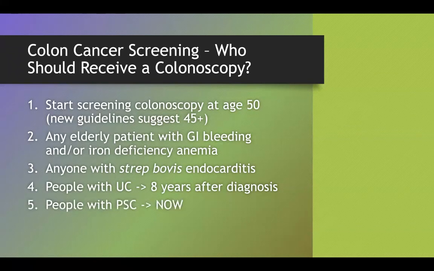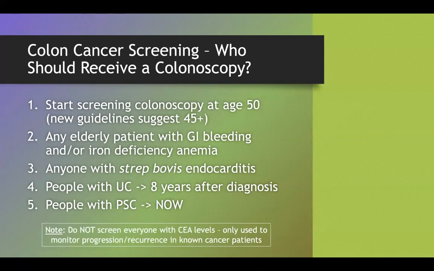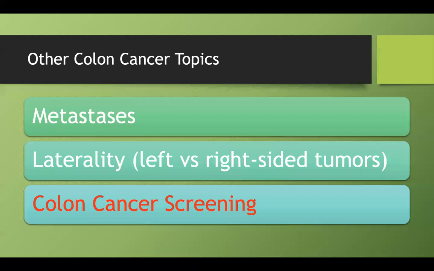And something I haven't mentioned yet is that if somebody has primary sclerosing cholangitis, which was a complication of UC, you need to get a colonoscopy right away because there's a high likelihood that they've had UC for quite some years now, and it could have basically caused colon cancer already at that point. Another thing I want to point out is please do not order CEA levels to screen for colon cancer. It's really not useful for that. It's only useful for known colon cancer, and then you can assess it for recurrence or progression in people who already have colon cancer, but you can't just screen everybody with it. Bad idea.